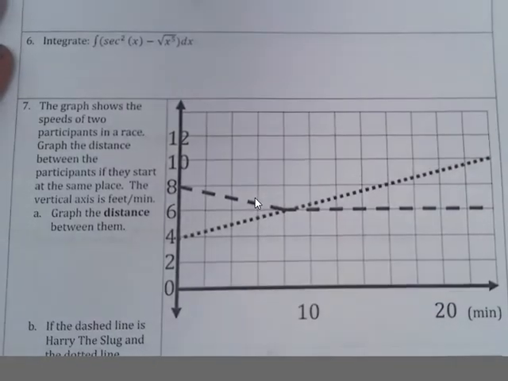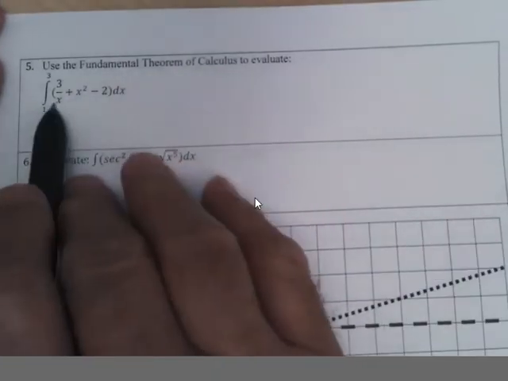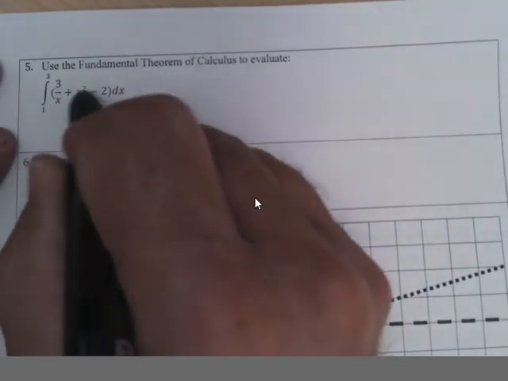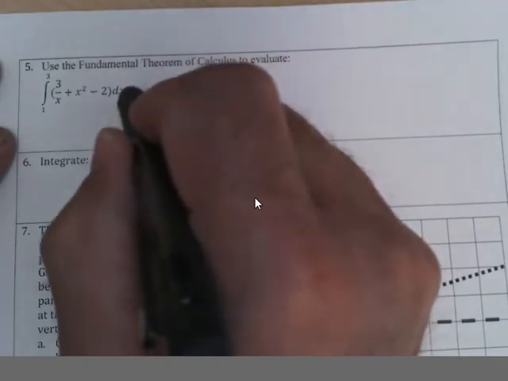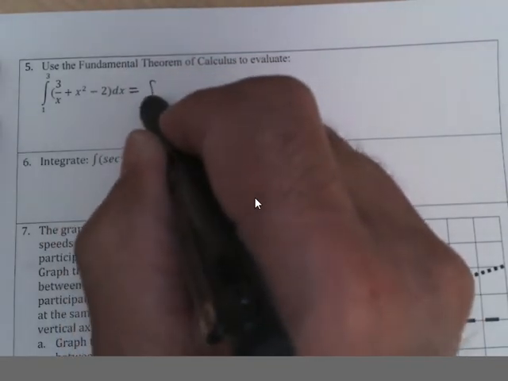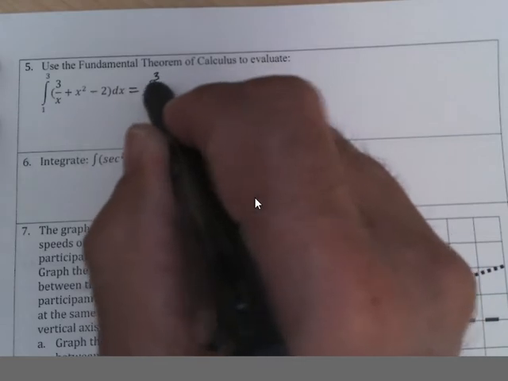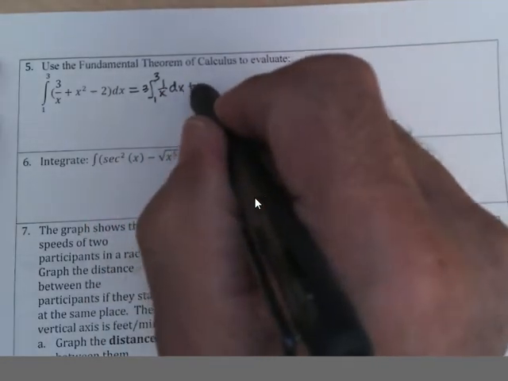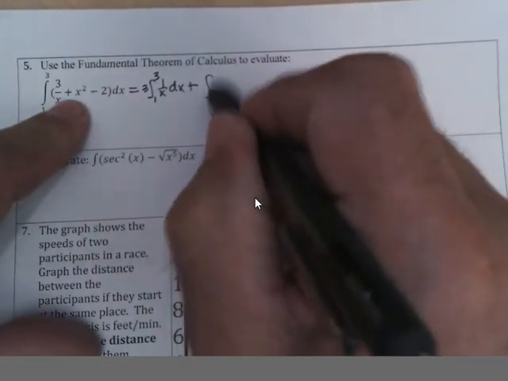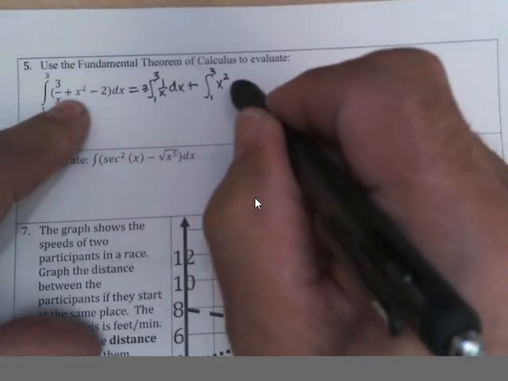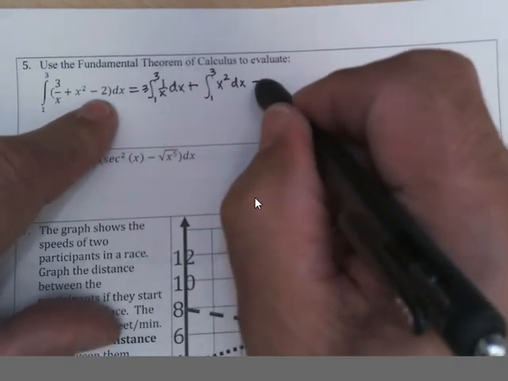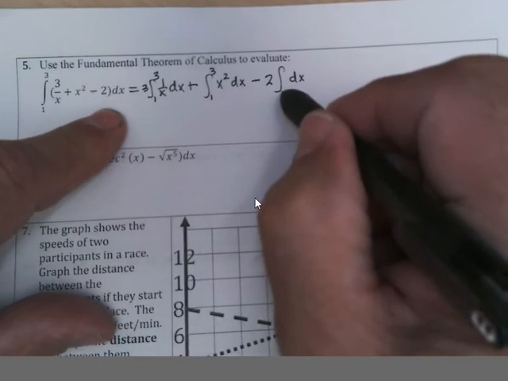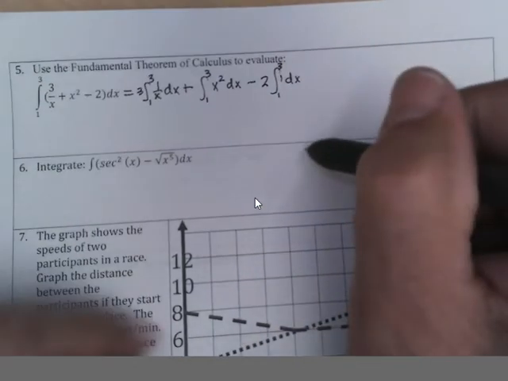Next one. Use the fundamental theorem of calculus to evaluate this. Well, these are added or subtracted, so we can split those up, and so we get the integral from 1 to 3 of 3 times 1 over x dx, plus nothing to bring out of that, so it's integral from 1 to 3 of x squared dx minus 2 integral of dx from 1 to 3, 1 dx.